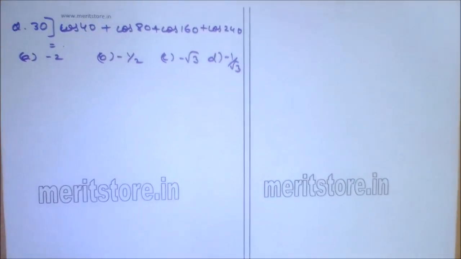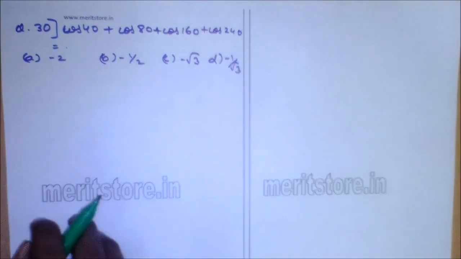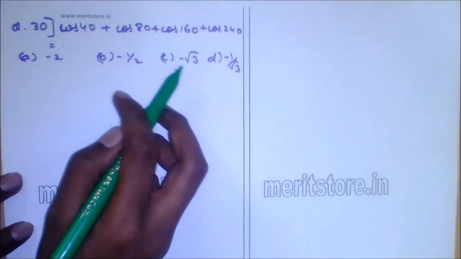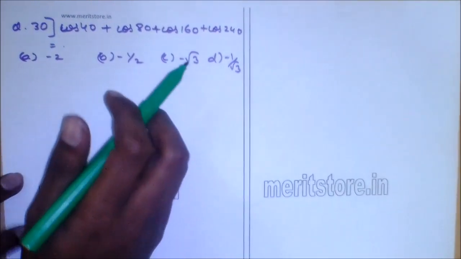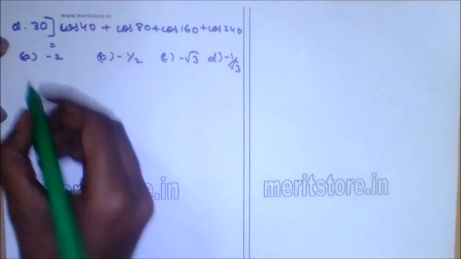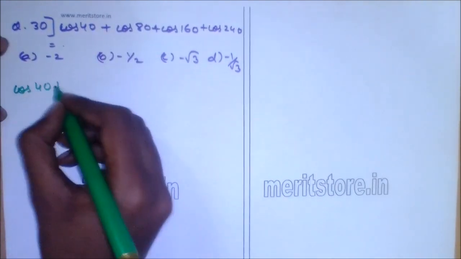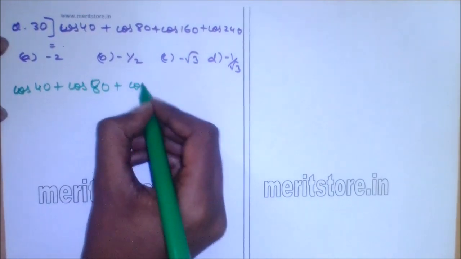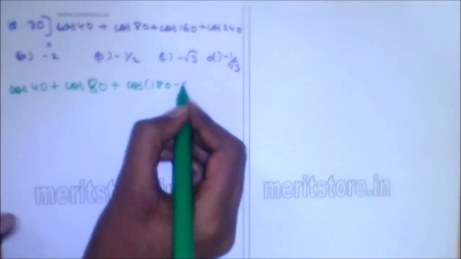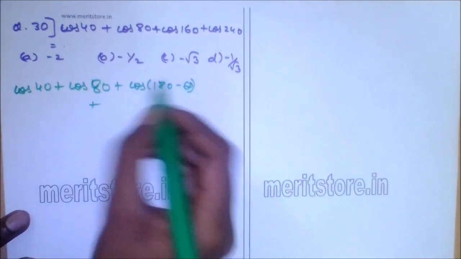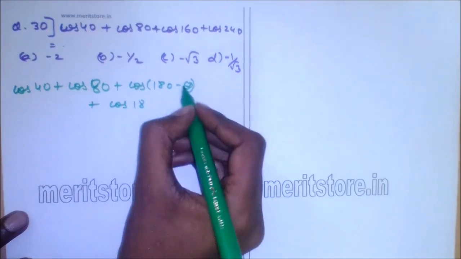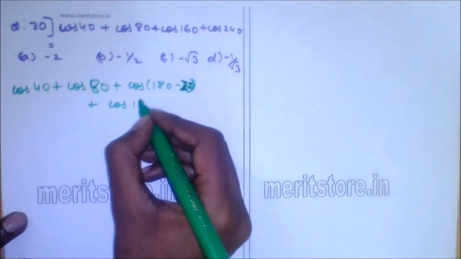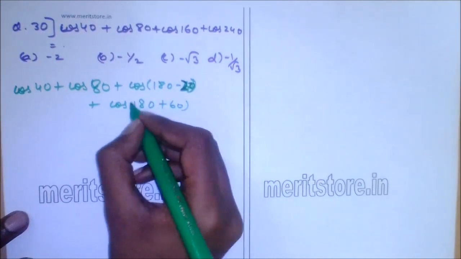We need to find the value of cos 40 plus cos 80 plus cos 160 plus cos 240. The options are minus 2, minus half, minus root 3 and minus 1 by root 3. So we simplify this expression. So this is cos 40, cos 80. We can write cos 160 as cos of 180 minus 20, and cos 240 as cos 180 plus 60.